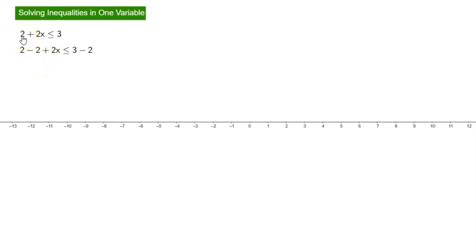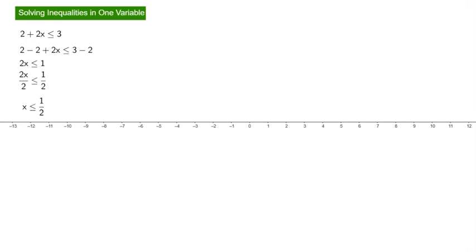So we have to get rid of 2 on this side. So minus 2, which means minus 2 on this side as well. We get 2 minus 2 plus 2x is less than or equal to 3 minus 2. We are left with 2x is less than or equal to 1. Now we divide both sides by 2 to get x is less than or equal to 1 by 2.